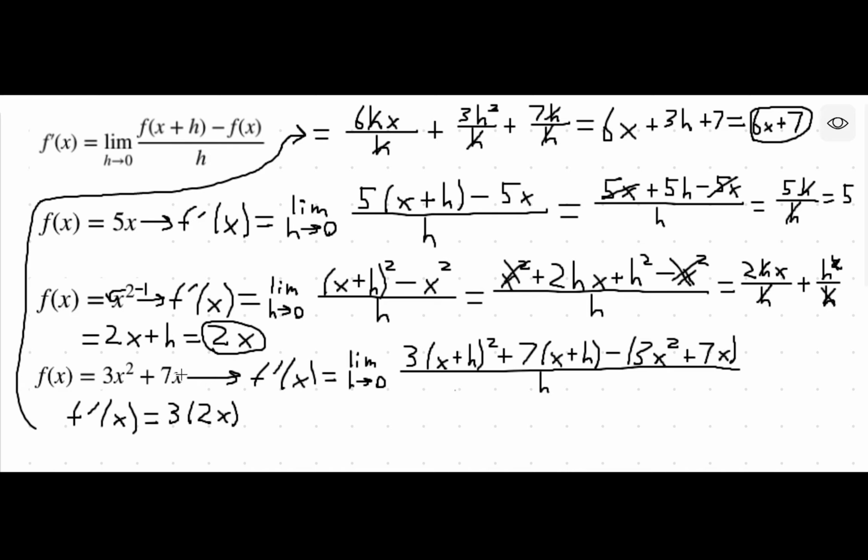And then for the derivative of 7x, it's just going to be the coefficient in front of x, so it's just going to be 7 then. So we're going to have a plus 7. So for the derivative, we have 3 times 2x, which is 6x, and then plus 7 here. So my answer is going to be 6x plus 7, which agrees with the formal definition of a derivative.